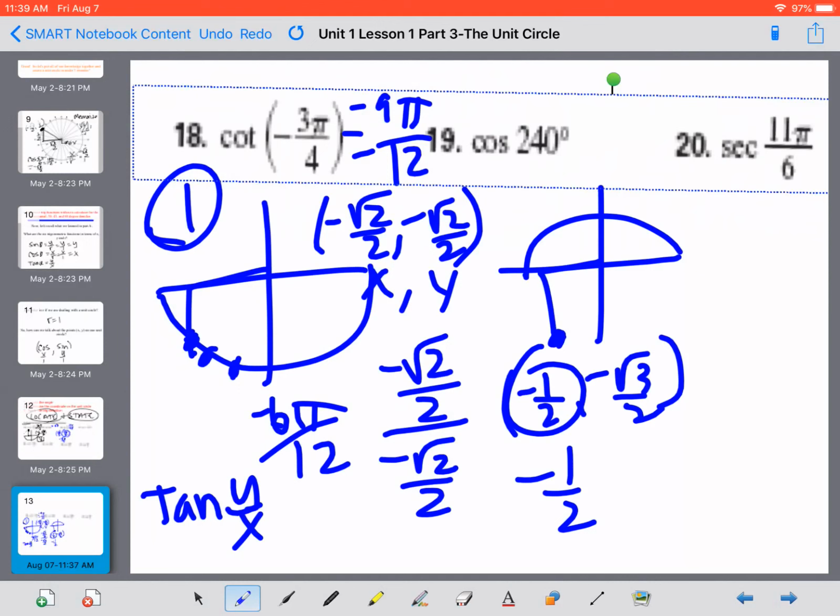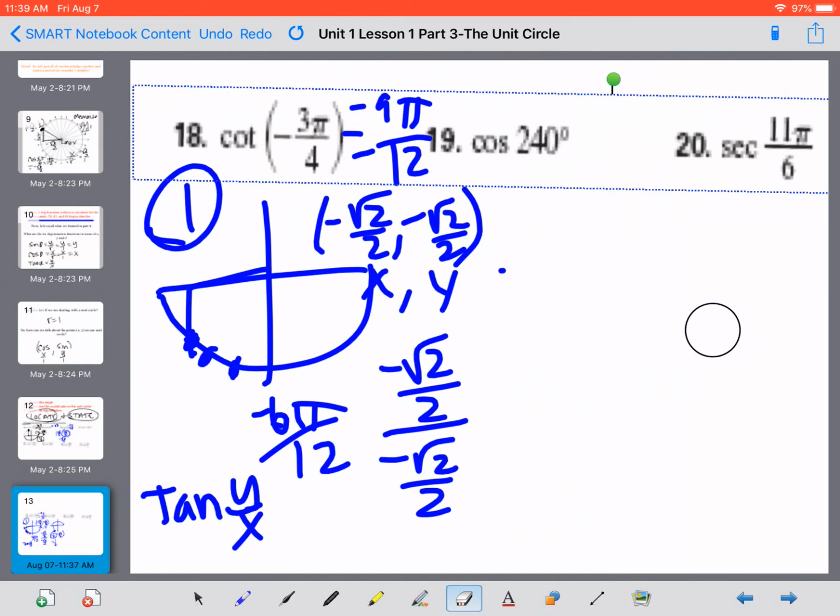All right, and last but not least, let me do some erasing so I give myself some room. We have 11 pi over 6. Locate the angle, state the coordinate, apply the definition. So in terms of twelfths, 11 pi over 6 is going to be what I have to multiply by 2, which is 22 pi over 12.